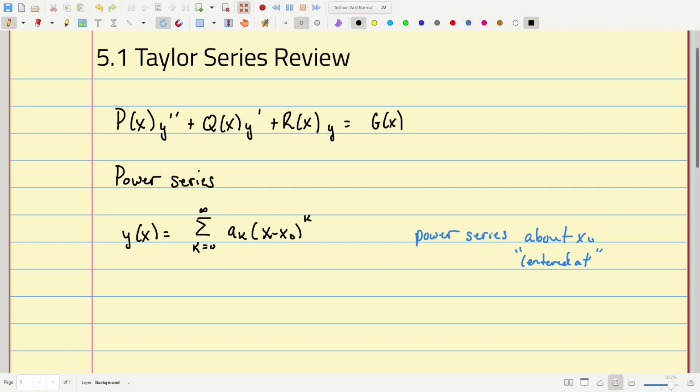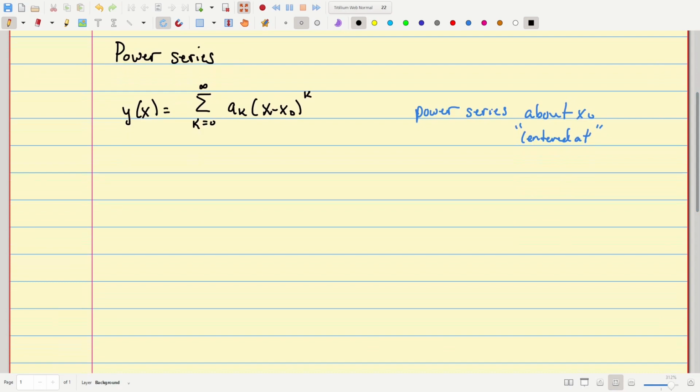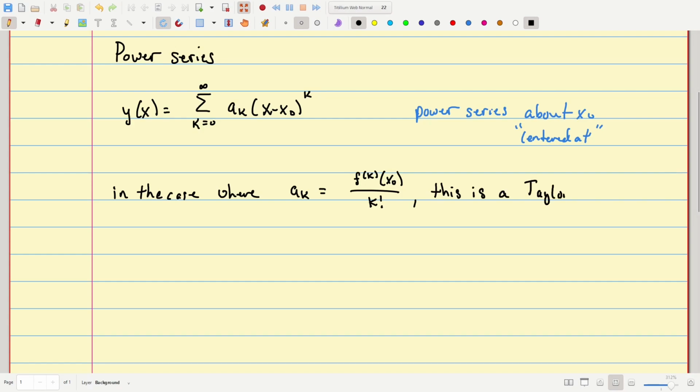All right. And in the case where the coefficient a sub k is equal to the kth derivative of f evaluated at x naught over k factorial, we have a special type of power series which is known as the Taylor series.